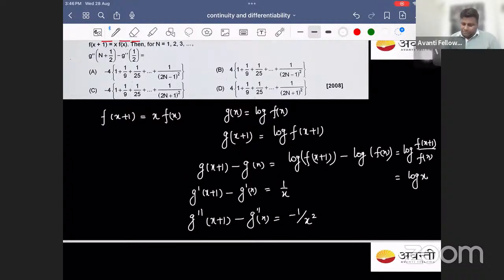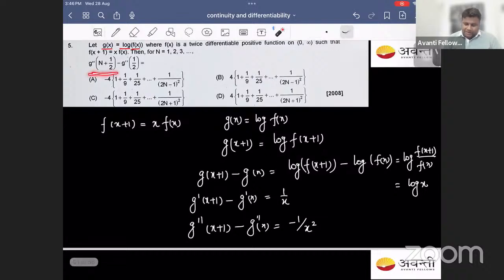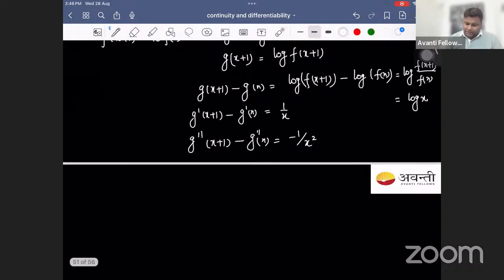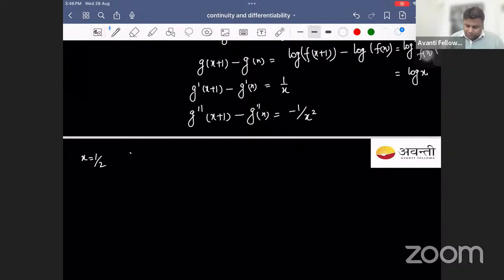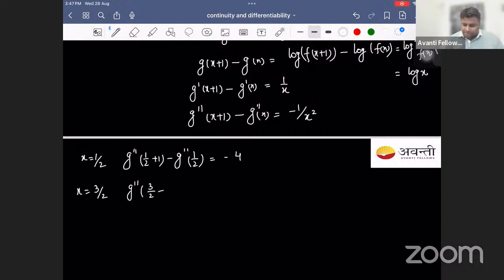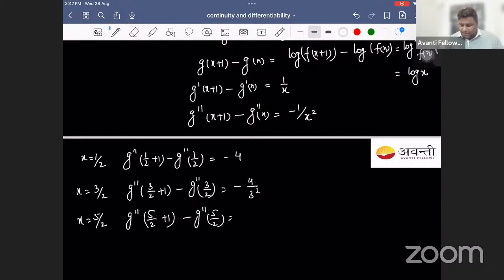Now let us start putting the values of x. They're asking for n plus 1 by 2 minus 1 by 2. So first I'm going to put x as 1 by 2. So g double dash of 1 by 2 plus 1 minus g double dash of 1 by 2 will be minus 4, if you replace x by 1 by 2. Now put x as 3 by 2. You get g double dash of 3 by 2 plus 1 minus g double dash of 3 by 2, that is minus 4 upon 3 square. Now put x as 5 by 2. So g double dash of 5 by 2 plus 1 minus g double dash of 5 by 2 is minus 4 upon 5 square.